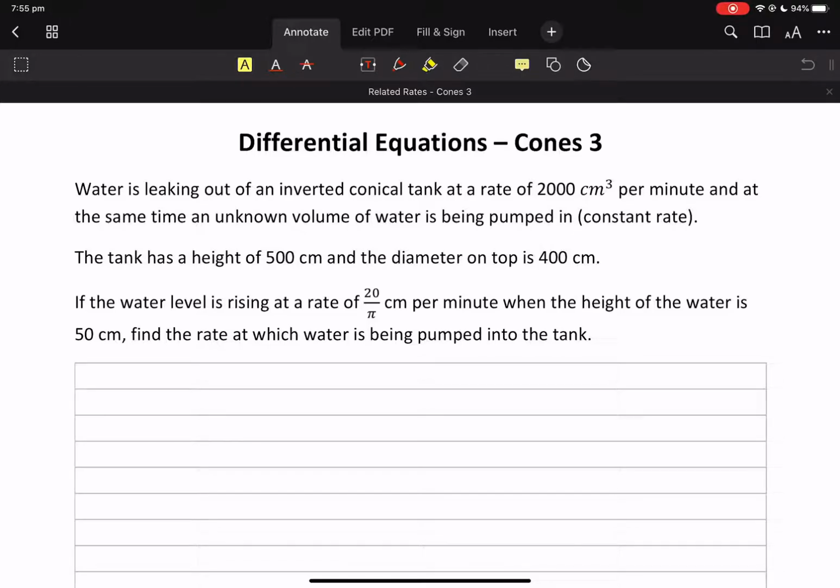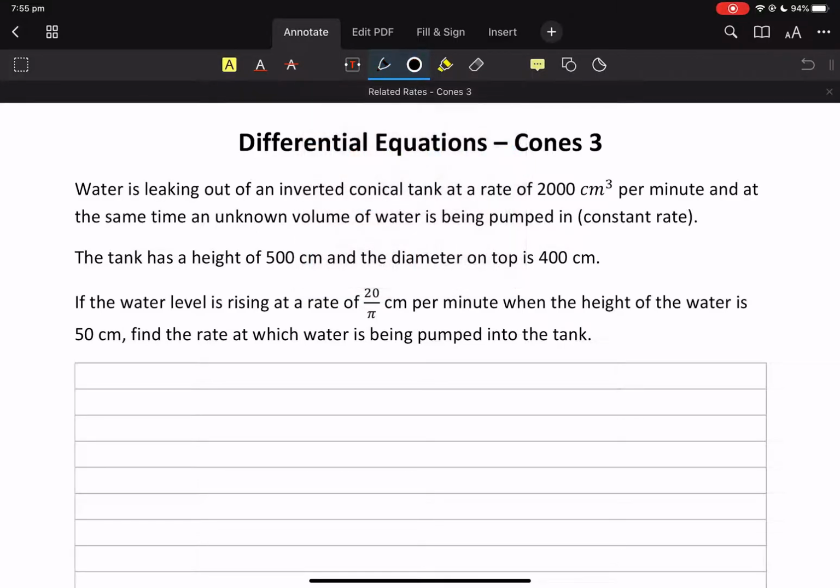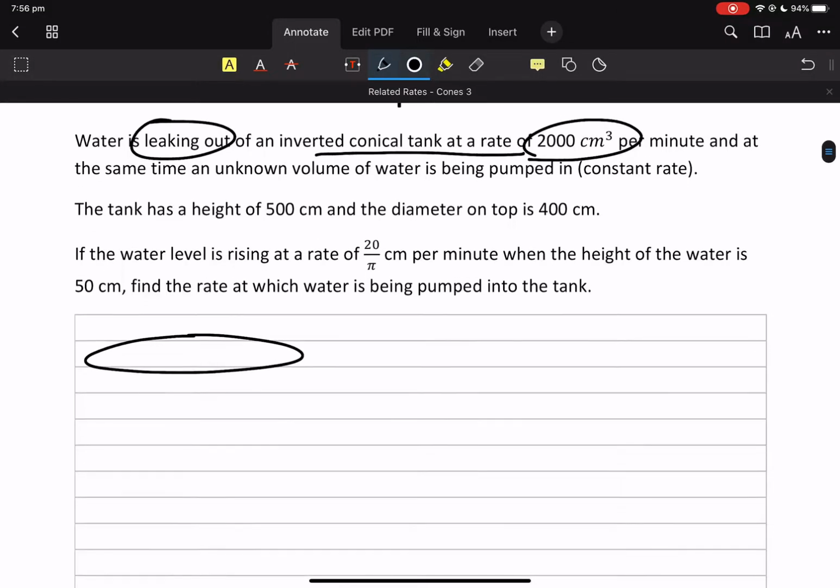We have an inverted conical tank. It is leaking at 2,000 cubic centimetres a minute. So let's just draw it. I'm going to have to leave this behind because I don't have much room. There's my tank.